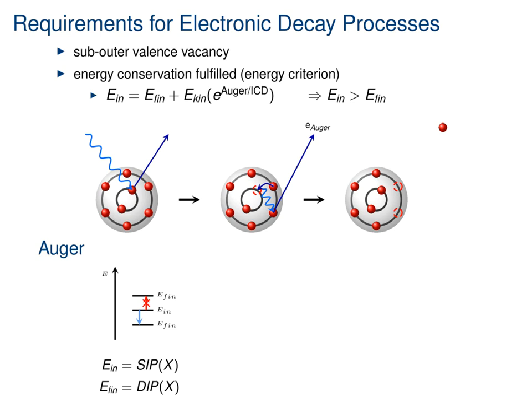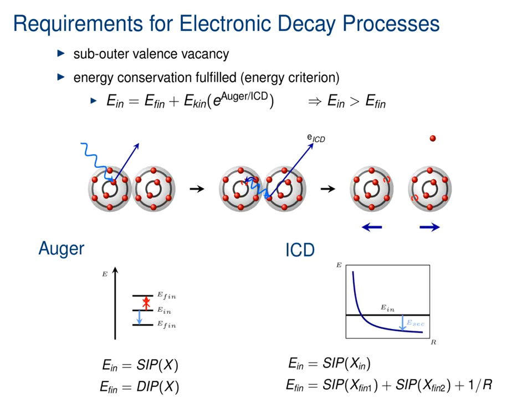In case of the ICD process, where we have multiple entities involved, the initial state energy can still be found by taking the single ionization potential. However, the final state energy will depend on the interatomic distance, and hence also the kinetic energy of the emitted electron depends on the interatomic distance.